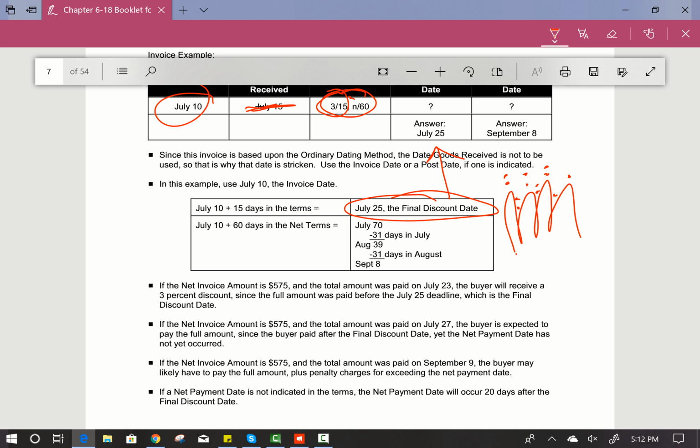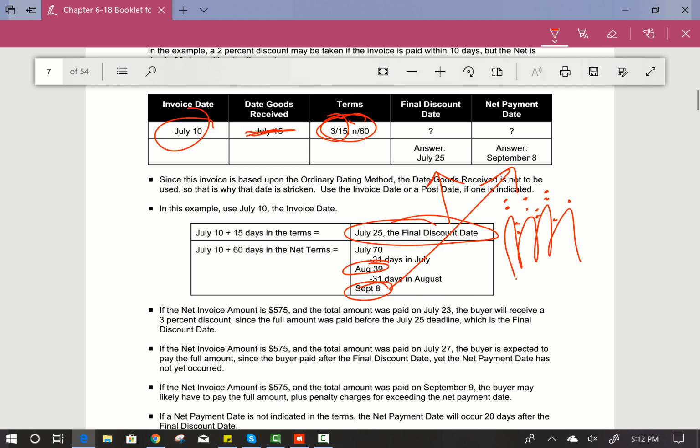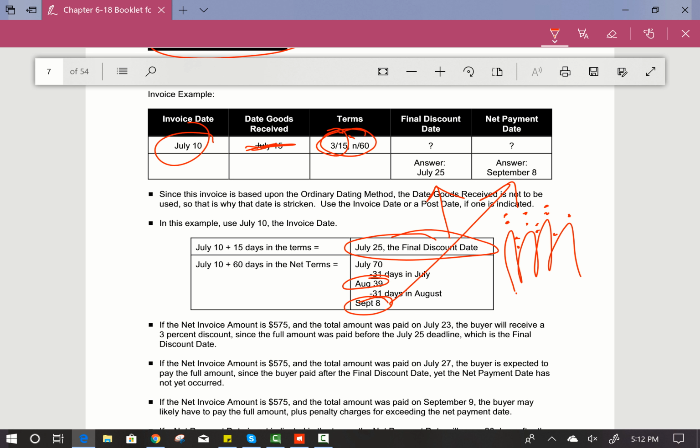Okay, so July 70th. Since there's not 70 days in July, I'm going to say, you know what, there's 31 days. I'm going to subtract out the 31 days in July to give me August the 39th. Well, August the 39th doesn't exist either. So I'm going to subtract out 31 days in August to give me 8 days in September. So September the 8th is the final net payment date without any type of discount provided.